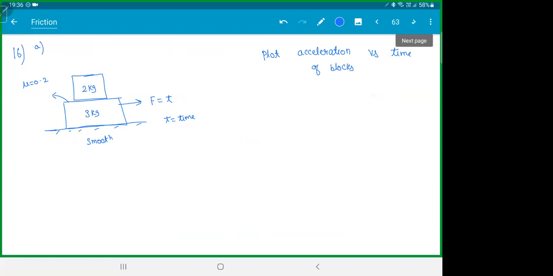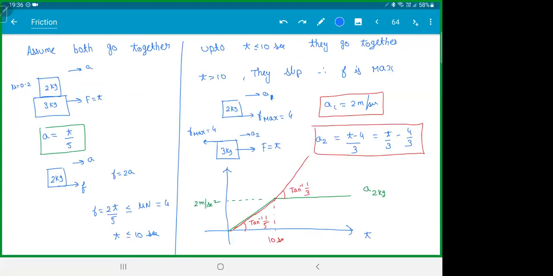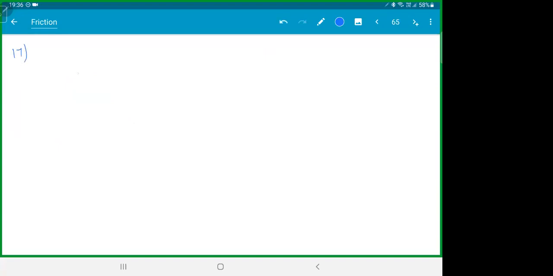Next one, see. We will change it a bit. I'll keep the numbers the same, okay? 2 kg block, 3 kg block, because the idea is important. F is equal to T. This time you're applying force on the upper block. Mu S is 0.3. Mu K is 0.1.